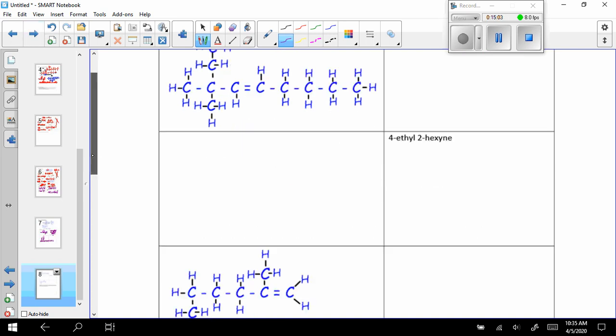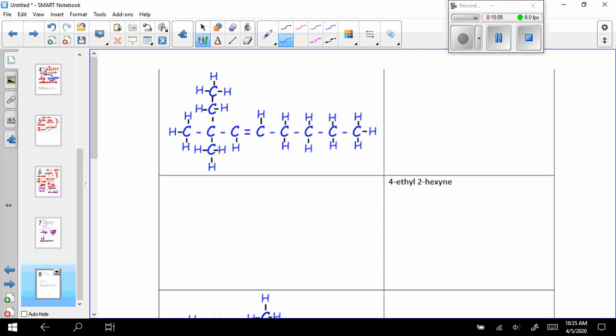All right, this next one, let's see. So my longest chain, well, it's definitely going to be starting from here. All right, so that's my longest chain. 1, 2, 3, 4, 5, 6, 7, 8, 9. So that tells me nonane. And then that's a double bond. So it's ene. And the double bond comes after the fourth carbon. So 4-nonene is the last name.